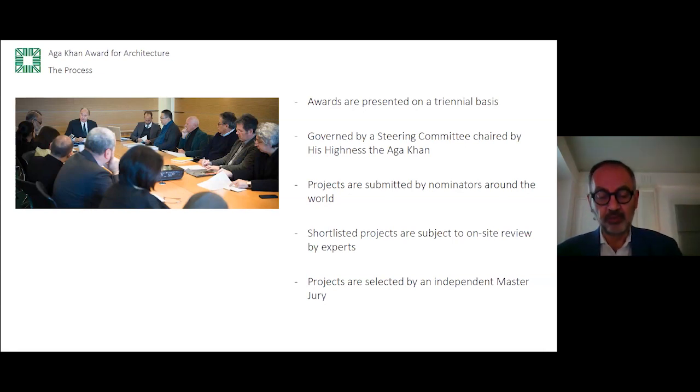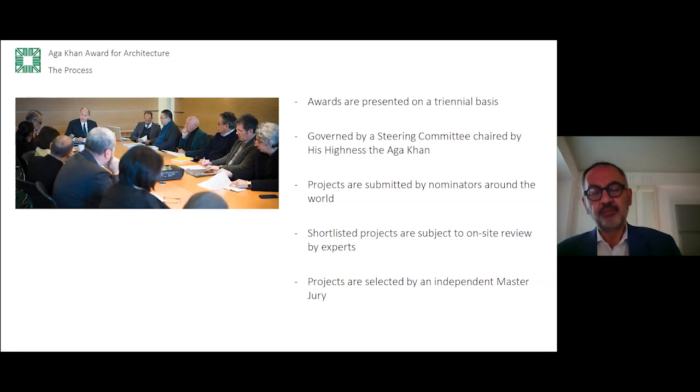And during the past 45 years, we have found many, many new talents in the world of architecture that later became world famous, by sending experts to go and see the projects. This is very innovative, was and still is, because you have to go and see a project.